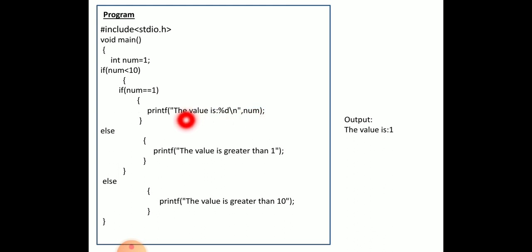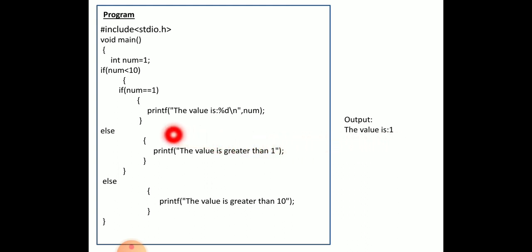This statement will be executed because at first we check whether num is less than 10. For our value num equal to 1, it is less than 10, so the condition becomes true. So if the condition becomes true, the second condition will be checked. The second condition is if num equal to 1. Yes, our condition is true for this case because num value is equal to 1. So the statement immediately following the second condition will be executed. Here the value of num will be displayed. Our output will be: the value is 1.